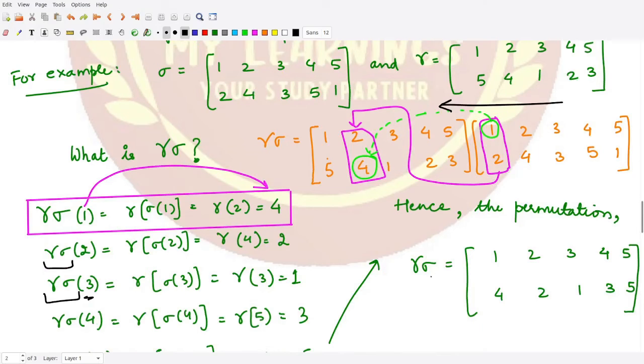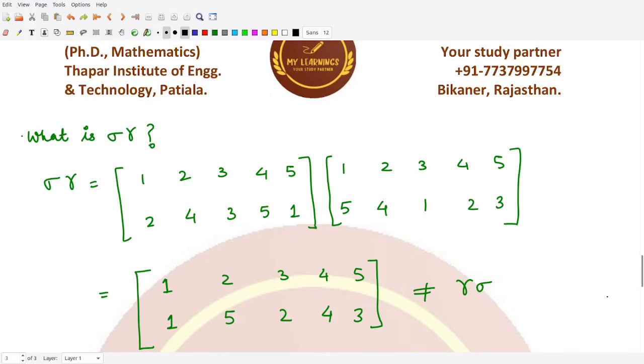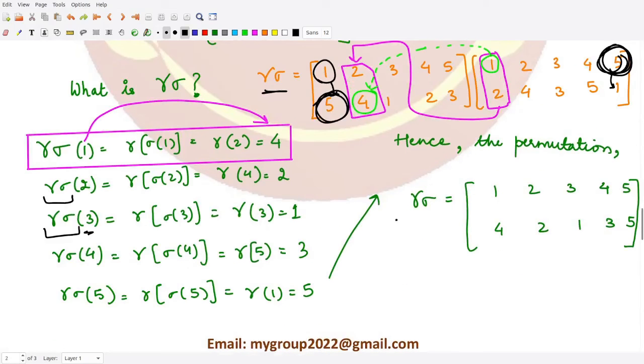Next, let us see gamma sigma of 4. We have 4 here, and we move again from right to left. Under this 4 we have 5, and under 5 we have 3. So the input is 4 and the output is 3. This is the answer. Next for the element 5, under 5 we have 1, and under 1 we have 5. So 5 would map to 5 only under the mapping gamma sigma. This is how you obtain gamma sigma.